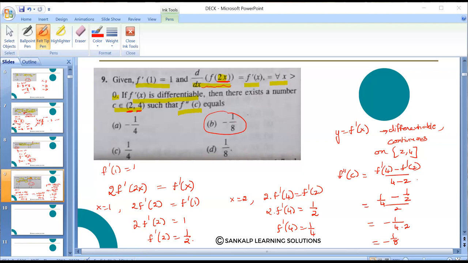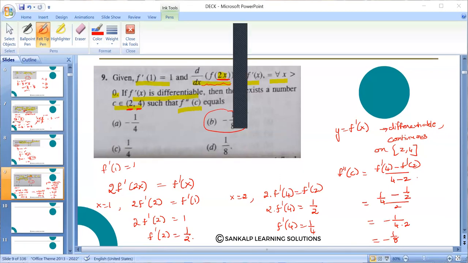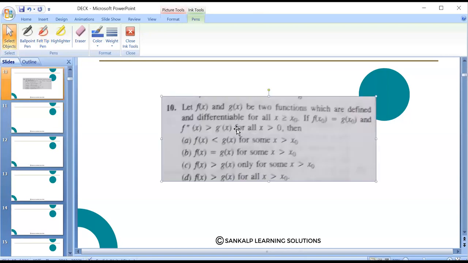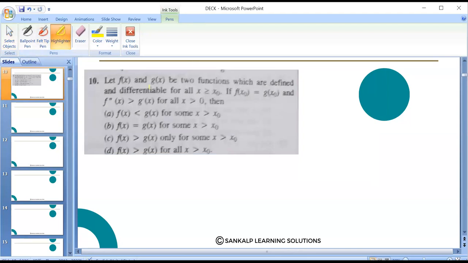Next I'll put question number 10. f of x and g of x are two functions which are differentiable for all x greater than x naught. f of x naught equal to g of x naught. f dash x is greater than g dash x for all x greater than x naught. Then which of the options will be correct?